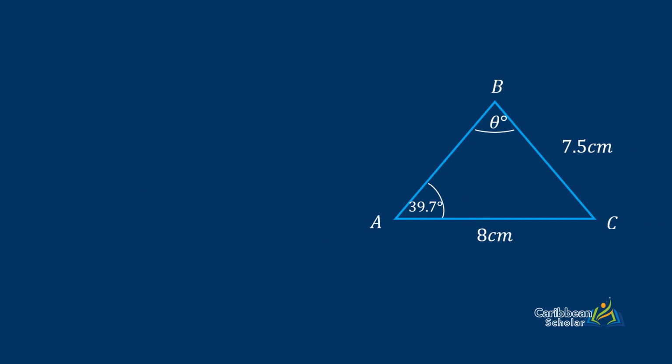So here we have a triangle with lengths 8 centimeters and 7.5 centimeters. And we also have an internal angle of 39.7 degrees and a missing angle theta, which we will be solving for in this example. So we know we have to use the sine rule because we have length b and angle B and length a and angle A. So let us plug in the values for those letters.